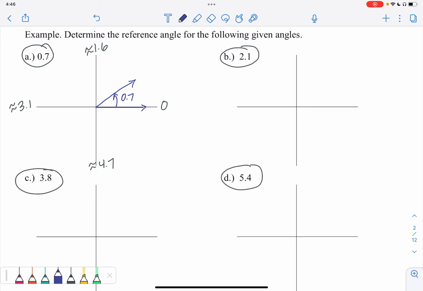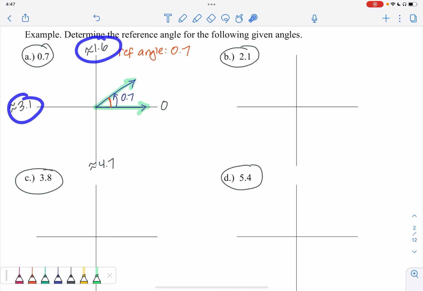Okay, so what would my reference angle be? Again, I just have to draw it every time. So terminal side, I'm going to mark that as one of the rays. And then the other ray is going to be the closest part of the x-axis. That's this direction. So in this case, I can see that the reference angle is just the angle itself. So they have the same size. So the reference angle is 0.7. Okay. All right, let's do the next one, 2.1. Well, 2.1 radians is larger than 1.6 radians, but not as many as 3.1 radians. So I need to draw its terminal side in quadrant 2.